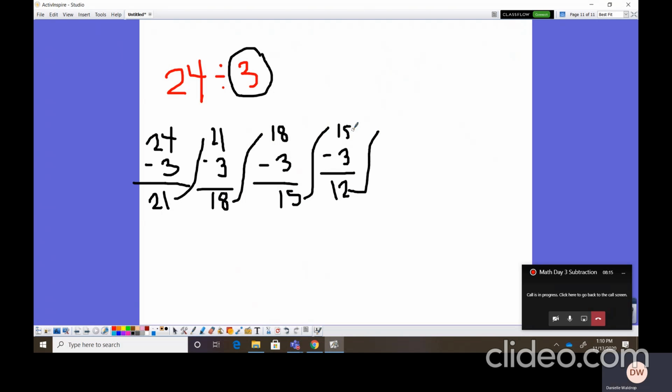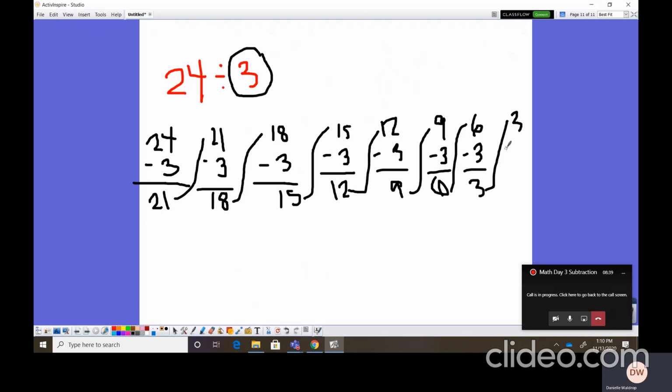And then we're going to keep going. 12 minus 3 gives me 9. We keep going. 9 minus 3 gives me 6. 6 minus 3 gives me 3. 3 minus 3 gives me 0. And when you get to 0, you know you're done because there's nothing else to take away. And then remember, all you have to do is go back and count how many times you took 3 away.